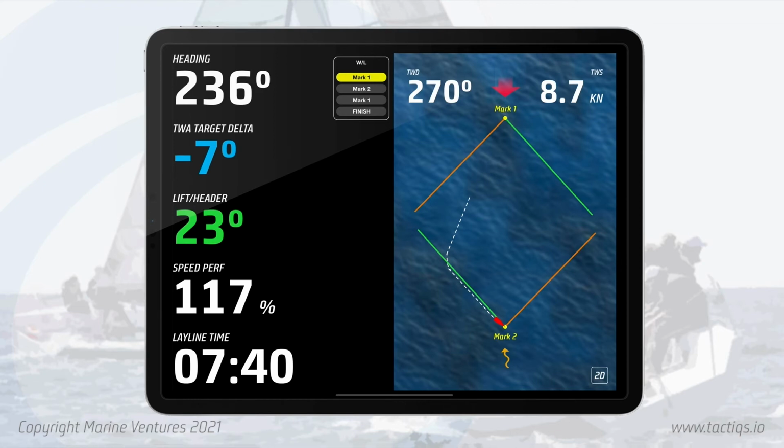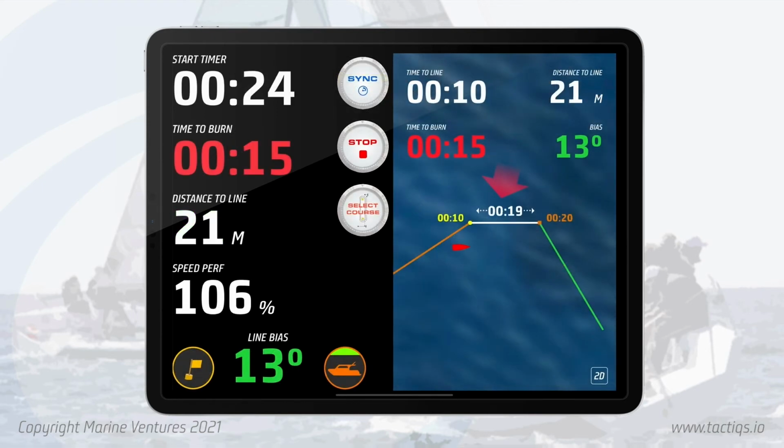Now that we have the Tactiqs toolset to create our game plan, especially for the first leg, we can also create our starting strategy. Where to position ourselves on the line at the gun is a function of often contradictory goals, such as starting at the favored end, having clean air, being able to get to the side of the racecourse our game plan calls for.